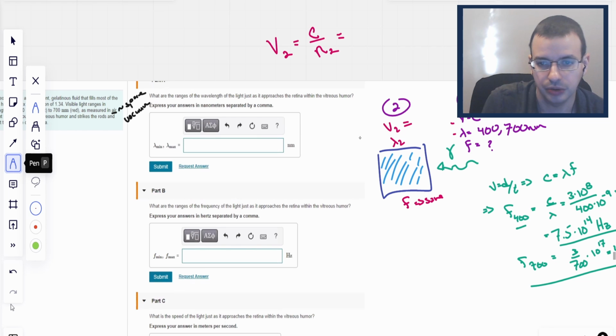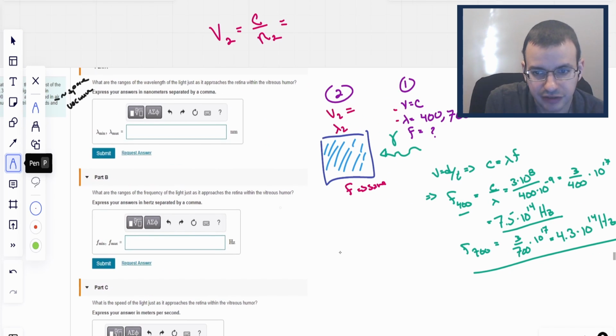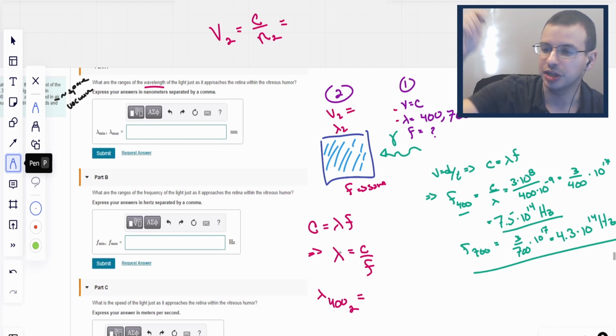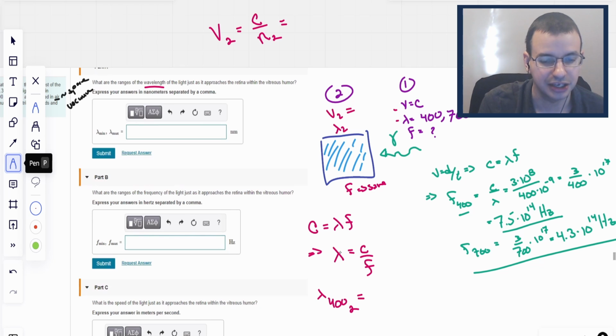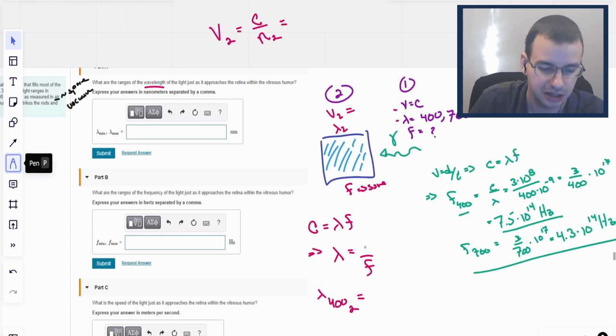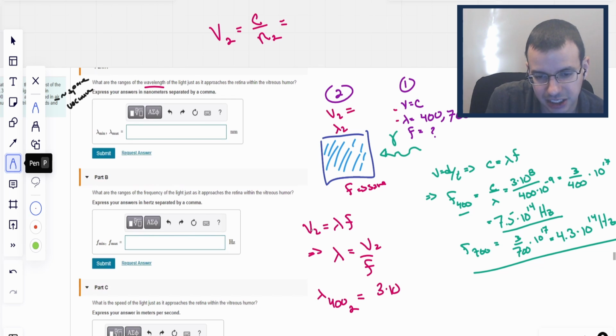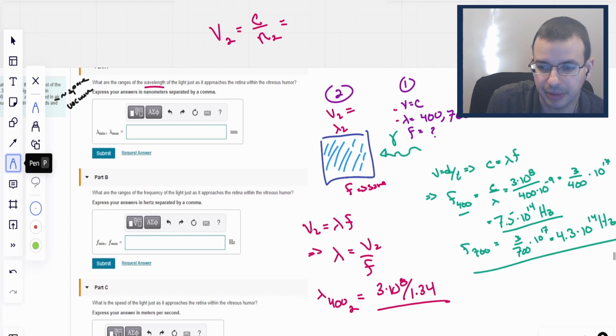So velocity 2 equals the speed of light divided by the index of refraction 2, which they gave us as 1.34. Going back to our equation c equals wavelength times frequency, to find the wavelength we do c divided by frequency. So lambda 400 in medium 2, where the 400 just means it was given to us as 400 nanometers, is not actually 400 nanometers. That c is not actually c, it is the speed of light in this new medium, V2. So this speed V2 is 3 times 10 to the 8th divided by 1.34, divided by the frequency, which is 4.